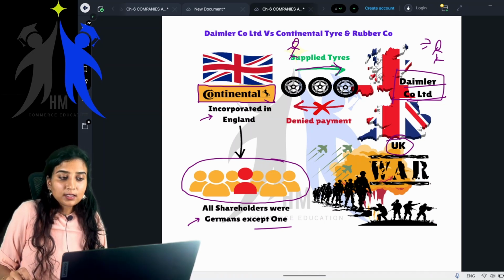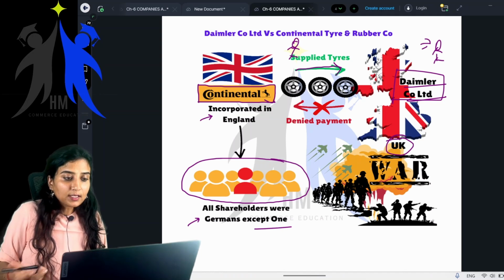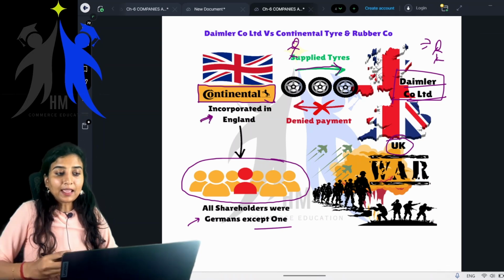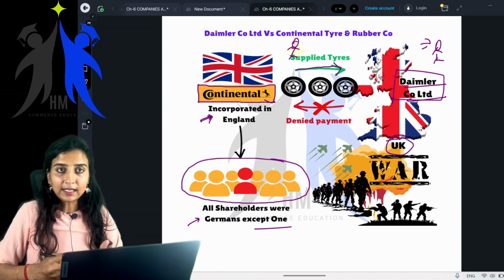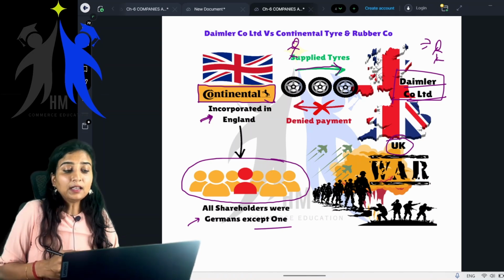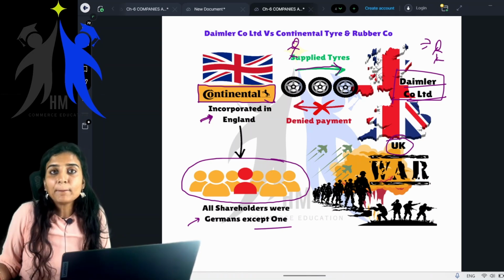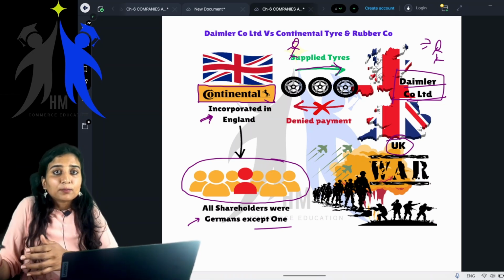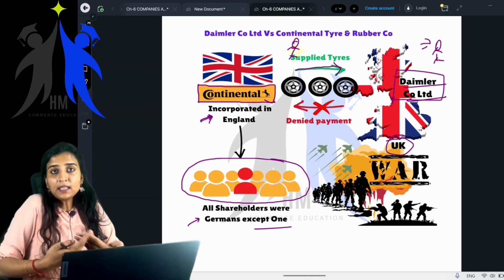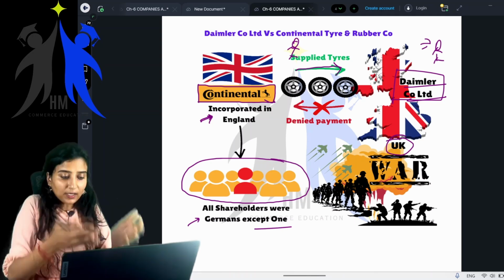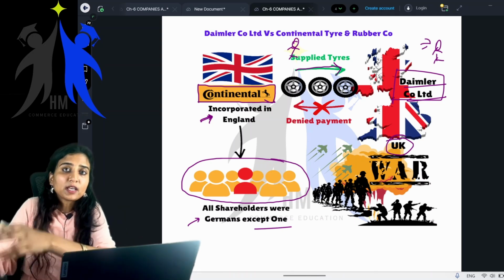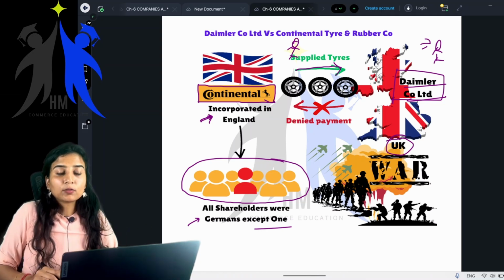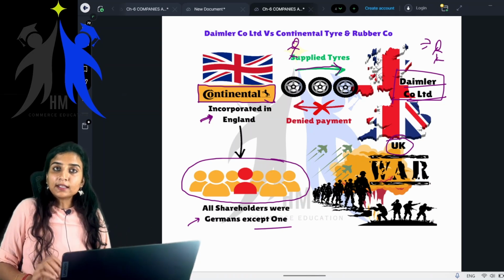Continental Tires is like, what are you talking? I am a company incorporated in England. I am a separate legal entity. The company is a separate legal entity. It is different from the members, different from the shareholders. Shareholders can be Germans, whomever it is. Please don't consider that. Continental Tires is a separate legal entity. Shareholders could be German, could be someone else. Please, is what Continental Tires is telling.